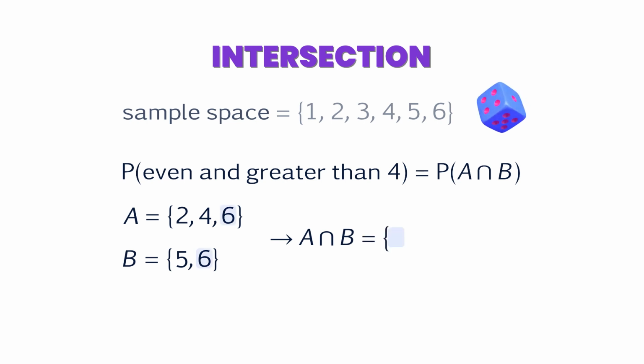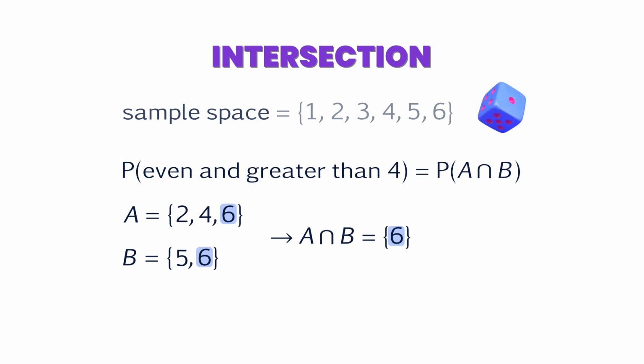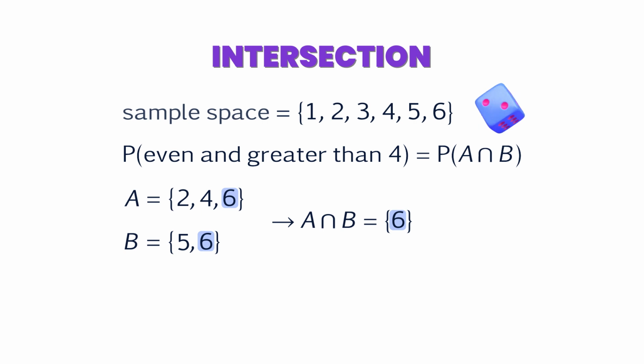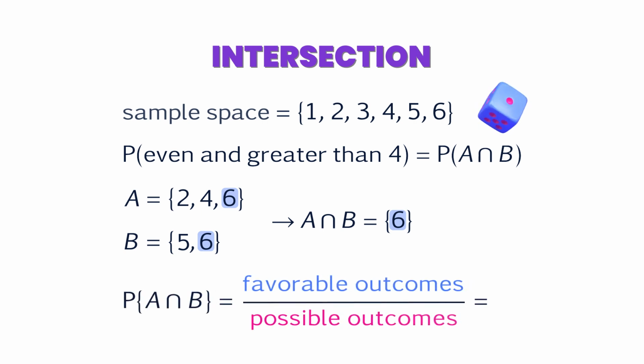Here, the outcome 6 is the only outcome that is present in both subsets. So the intersection of A and B is 6. To find the probability of the intersection, you count the number of outcomes in the intersection, the favorable ones, which is 1, rolling a 6. Then you count the number of total outcomes in the sample space, which is 6. So the probability is 1 divided by 6, which equals 1/6.